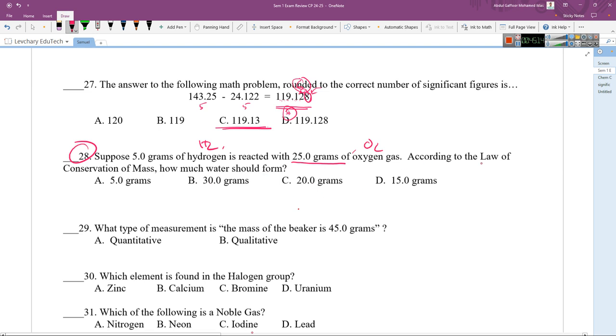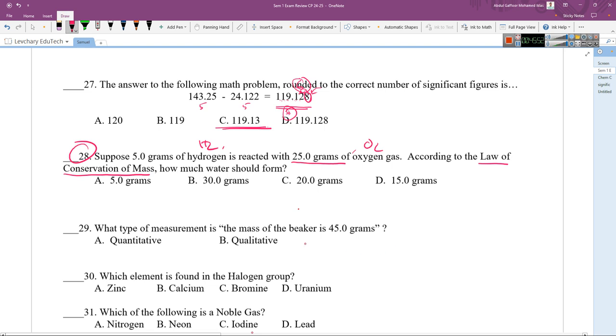So according to the law of conservation of mass, what do you mean by the law of conservation of mass? Have you heard about it? No. Okay. So when we are performing a chemical reaction in a closed system, the mass of the reactants should be equal to the mass of the products, right? The mass is conserved. There will be no addition or reduction in the mass.